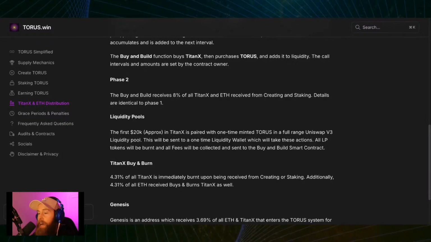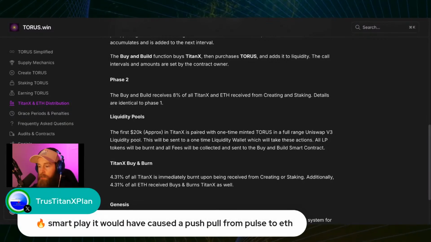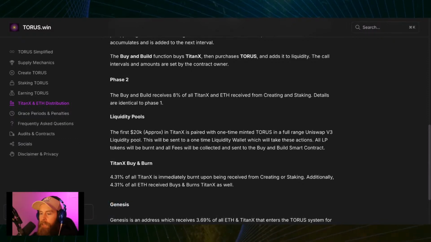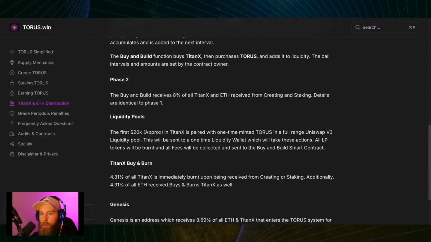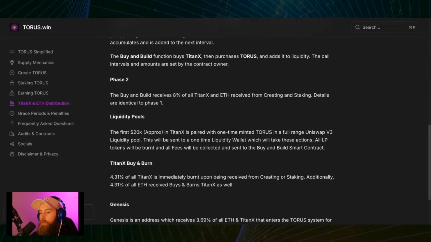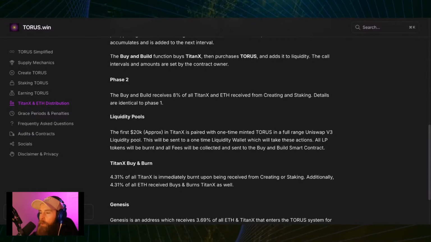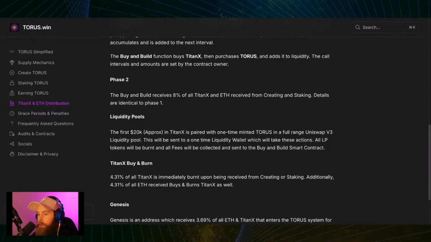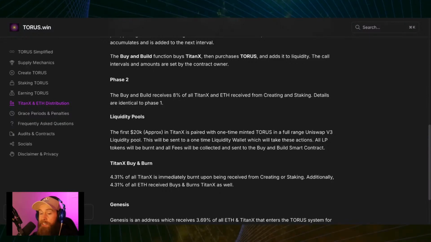And if you have any questions, guys, Trust, Titan X plan, Jukes, I'd love to know what you guys are most curious about with TORUS. What are you guys most excited about? What would you like to know maybe about the ecosystem and how TORUS is going to affect the ecosystem? I would love to hear that. TORUS has so much to offer.